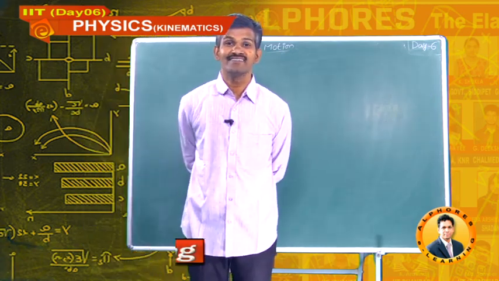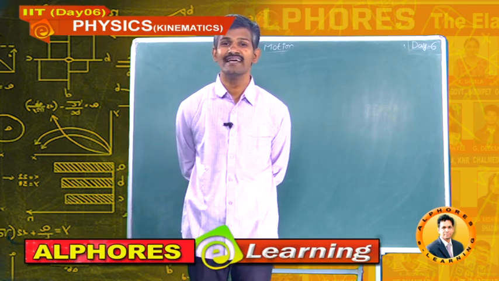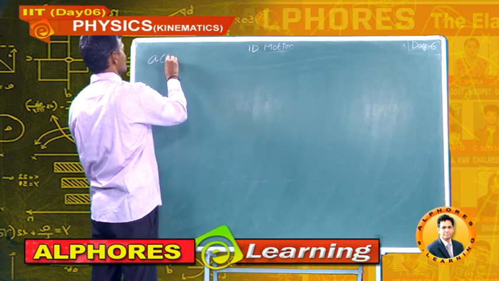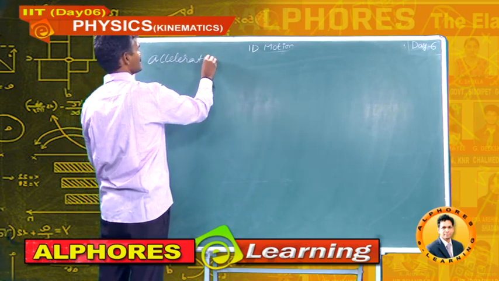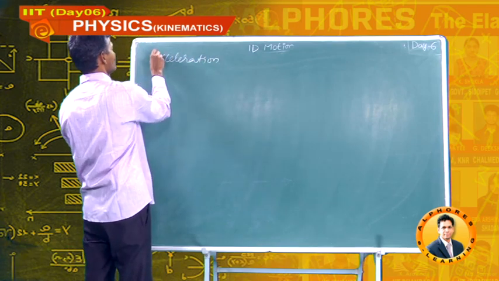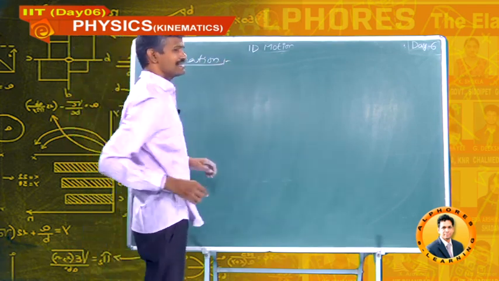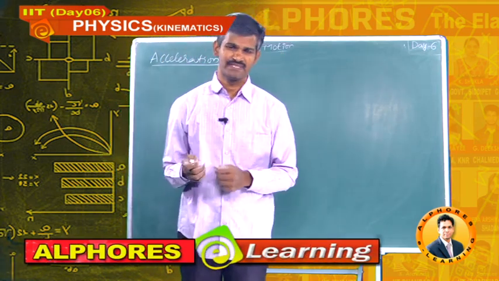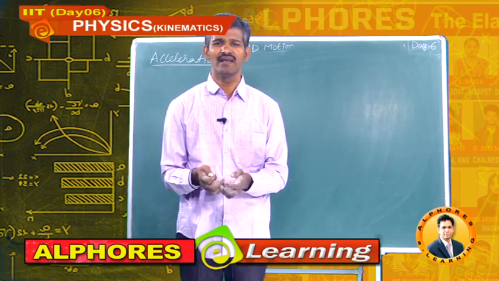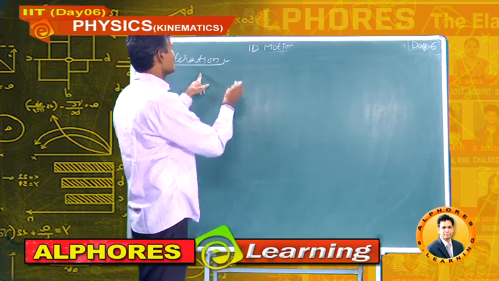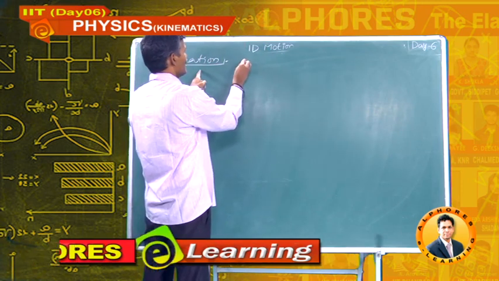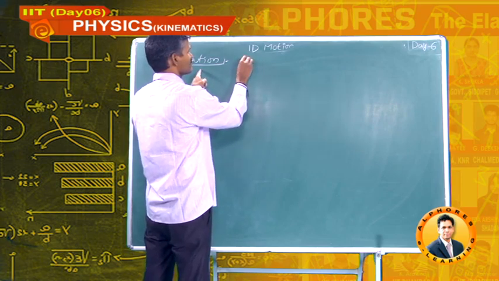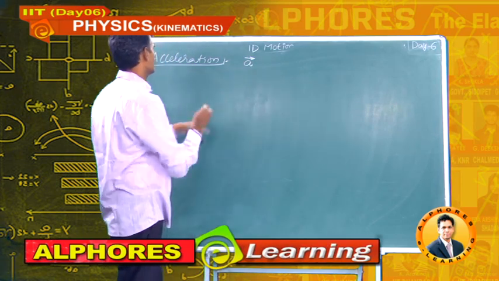Students, our next topic is acceleration. What is meant by acceleration? Acceleration is nothing but change in velocity in unit time. Change in velocity of the body or particle, whatever it may be, this change in velocity is called acceleration. Acceleration is generally represented with a symbol a, small a. It is a vector quantity, so it is also written as a bar.